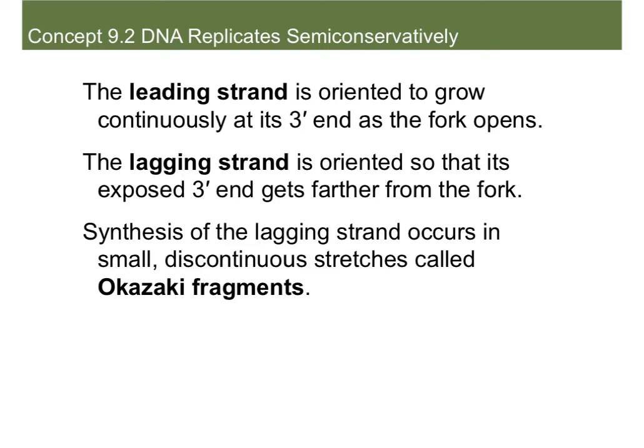Okay, one strand is going to be called the leading strand. It's oriented to grow continuously at its 3' end as the fork opens up. So that means it's opening up in the same direction that DNA polymerase is moving and adding nucleotide bases. The lagging strand, on the other hand, is anti-parallel to that, so it's oriented so that the exposed 3' end moves further away from the fork. Synthesis of the lagging strand happens in small discontinuous stretches called Okazaki fragments.